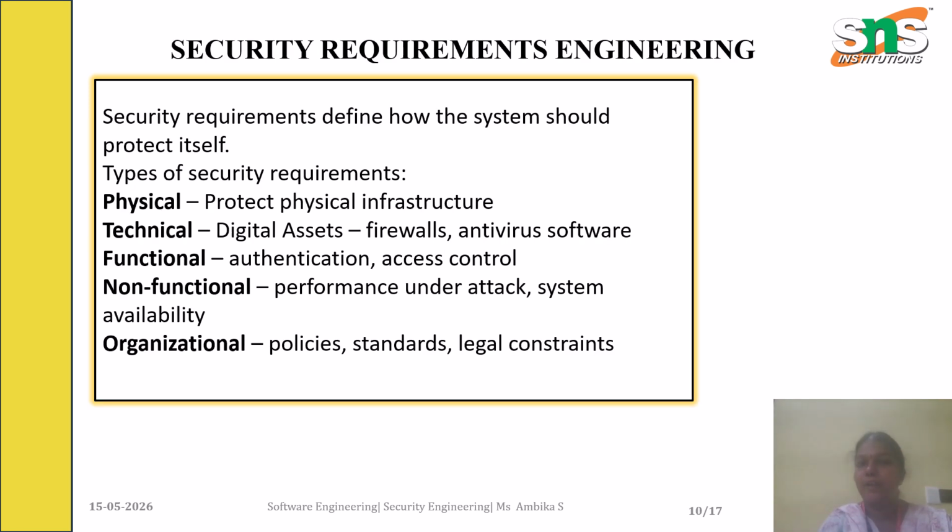Security engineering requirements. Security requirements define how the system should protect itself. The types of security requirements are physical, technical, functional, non-functional and organizational. Physical protects the physical infrastructure of the data. Technical refers to digital protections like firewalls and antivirus software. Functional leads to authentication and access control of the data. Non-functional refers to performance under attack and the availability of the system. Organizational leads to policies, standards as well as legal constraints.